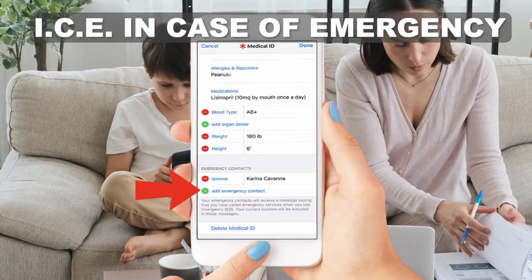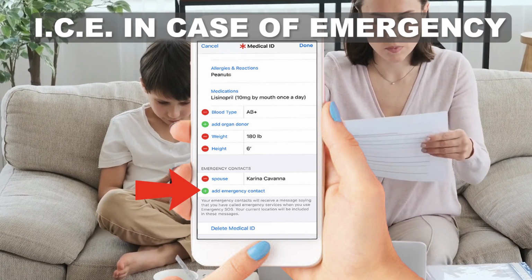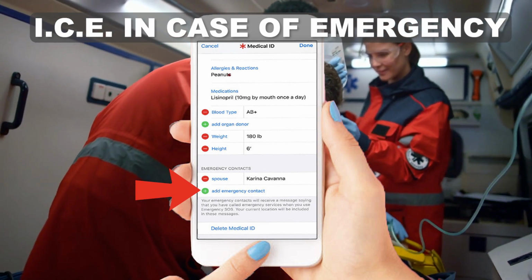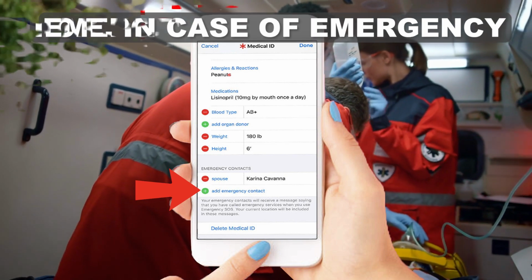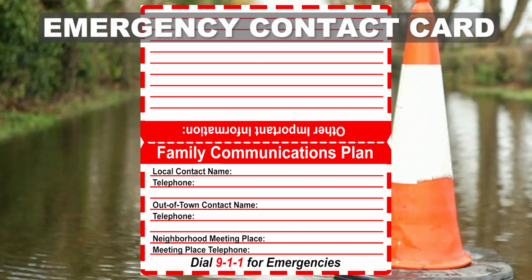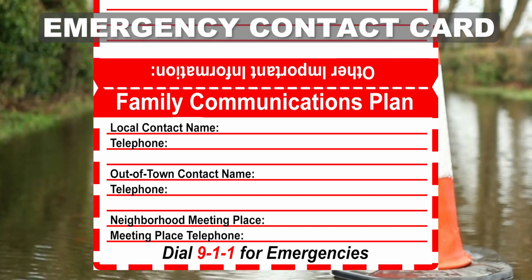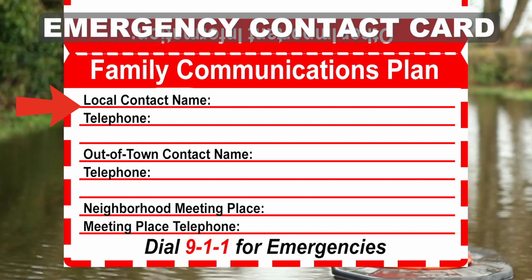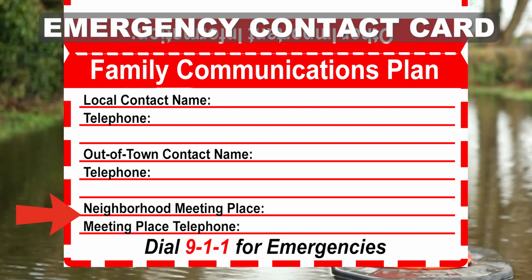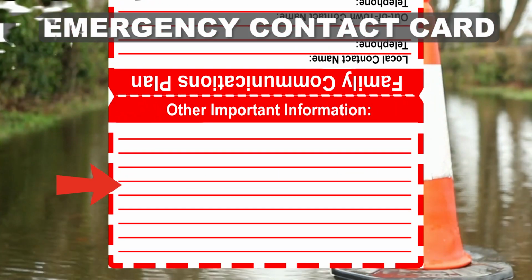Program ICE, which is in case of emergency numbers, into your phone and your family members' phones. If someone is injured, emergency personnel can use these numbers to notify friends and family. Create a contact card for each member of the family. Keep these cards in a purse, a wallet, or a child's backpack. Include an emergency contact name and number, an out-of-town contact name and number, a neighborhood meeting place, and any other important information on this card.